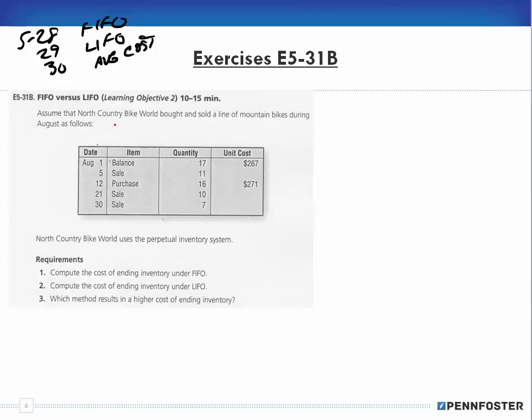It says here, assume the North Country Bike World bought and sold a line of mountain bikes during August as follows. So we have basically the same type of data as we did for 5-28, 29, and 30. They used the perpetual inventory, which is what we used for those other exercises. But now the requirements say compute the cost of ending inventory. So we're only computing the cost of the ending inventory using FIFO, and then LIFO, and which results in a higher cost of ending inventory.